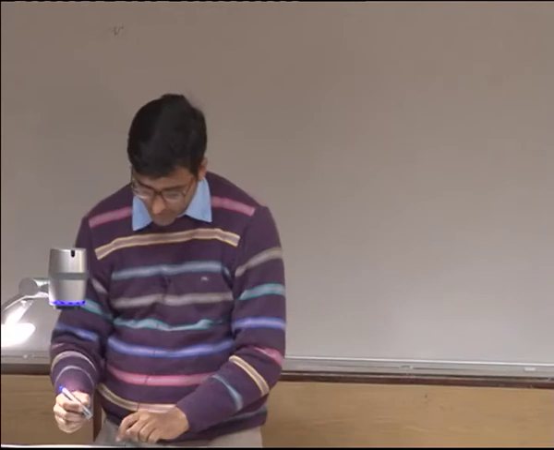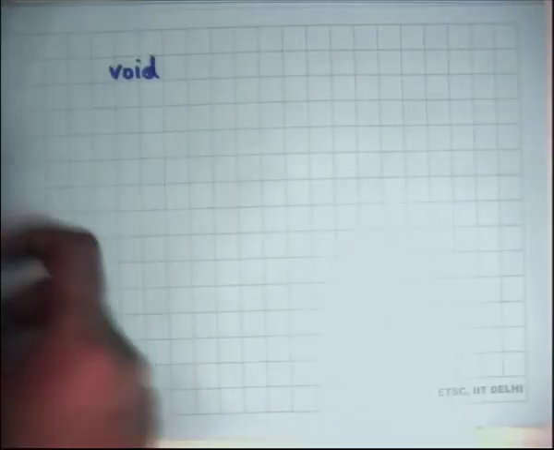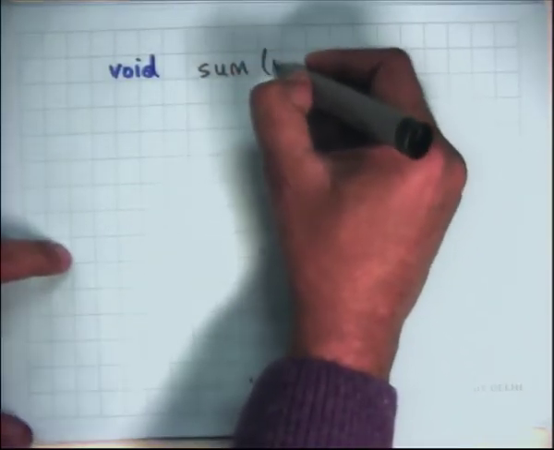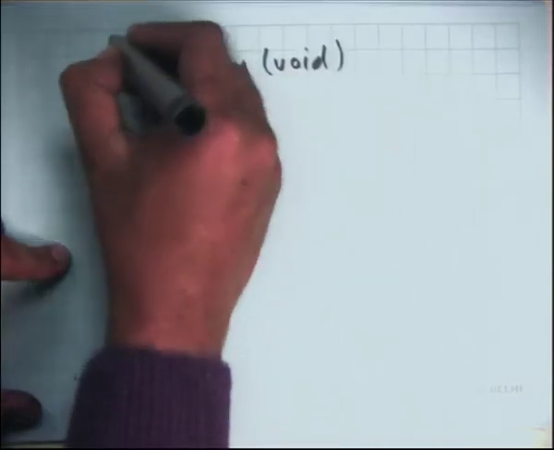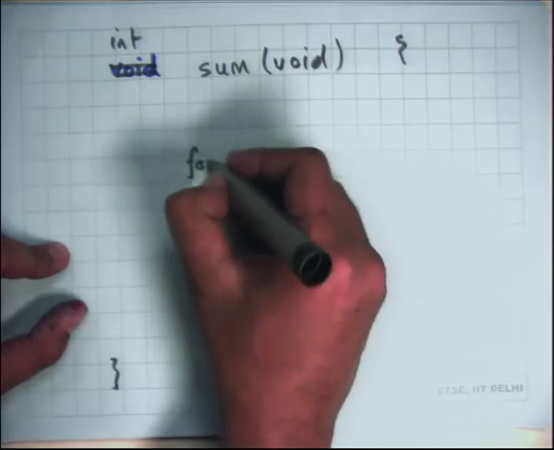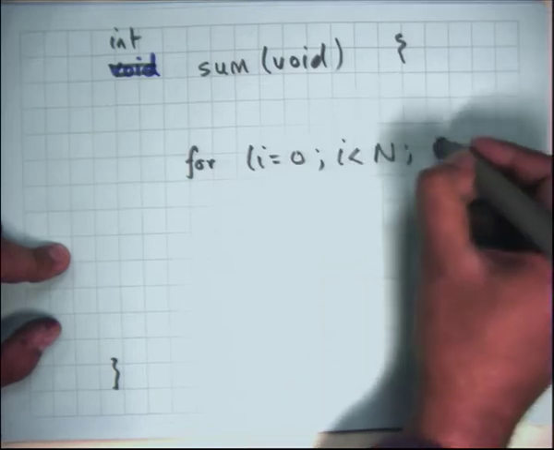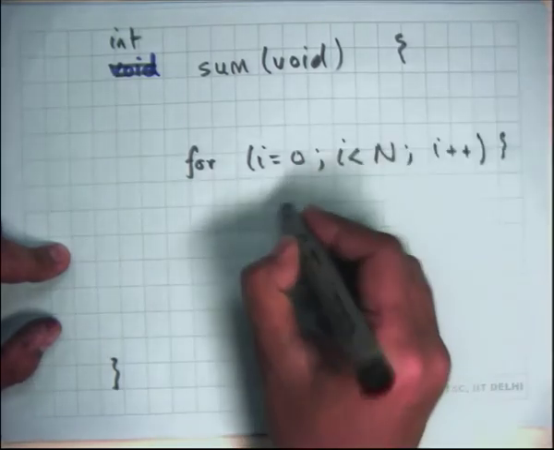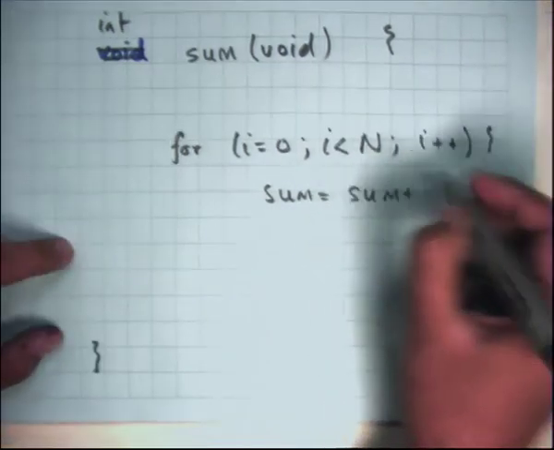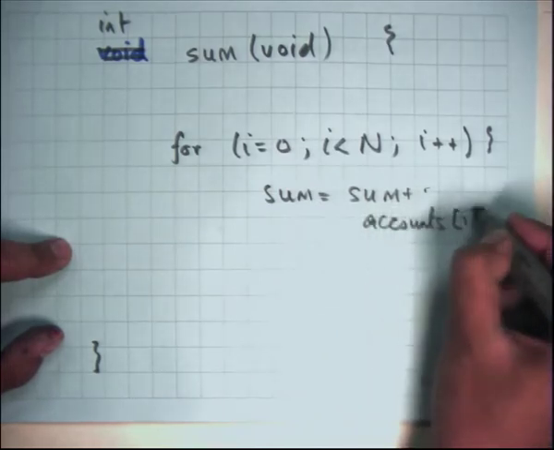So let's take another example. Let's say in the same system there's another thread running that's called sum. Let's say the sum returns an integer, and what it does is it just goes over all the accounts. So for i equals 0, i less than n, i plus plus, sum is equal to sum plus accounts[i].money.